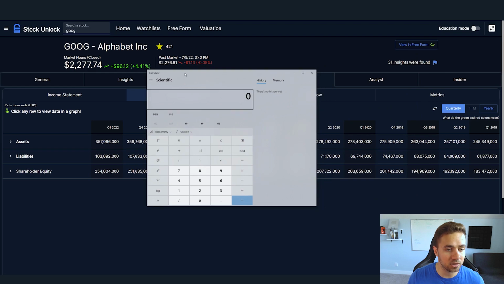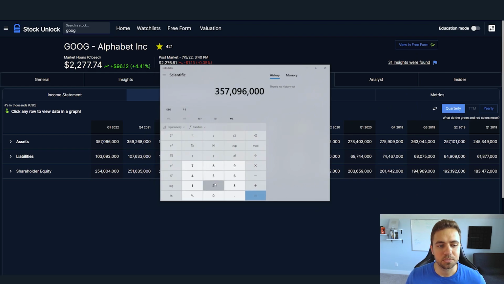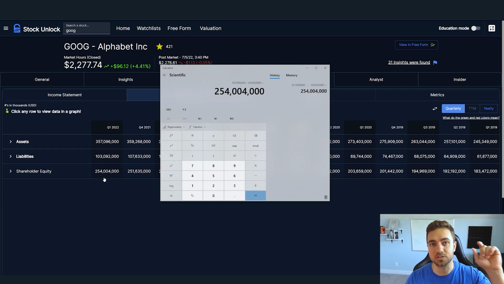So again, we're taking a look at Google, and in the first quarter of 2022, we can see that Google reported about $357 billion in assets. Now, if we subtract the liabilities of $103 billion, 92 million, that is just an insane amount that Google has, we get $254 billion, $4 million, which is exactly what we're seeing right here for the shareholder equity or book value of Google. That is literally how this calculation is done. Just take the total assets minus the total liabilities, and you will find the company's book value or net asset value.